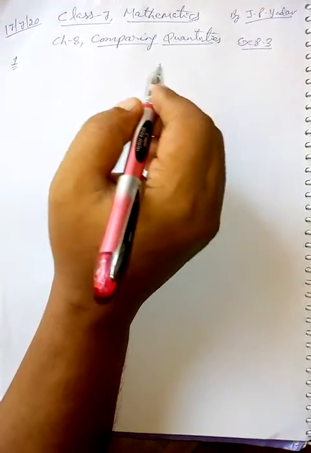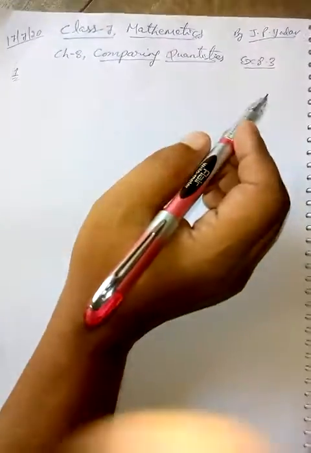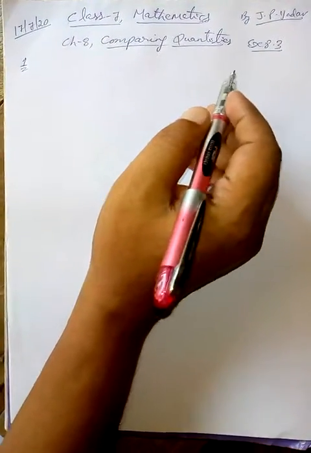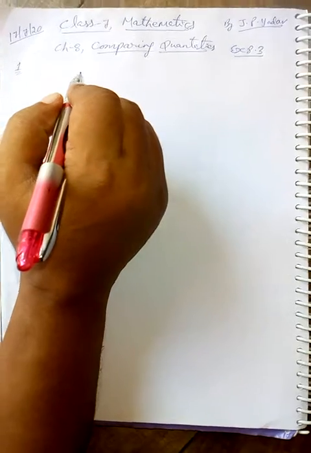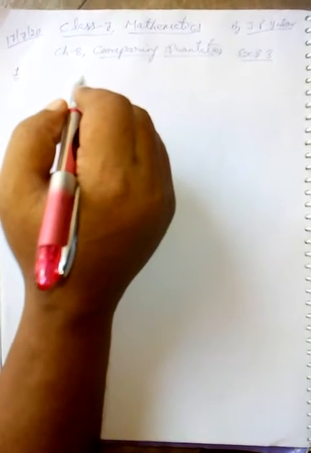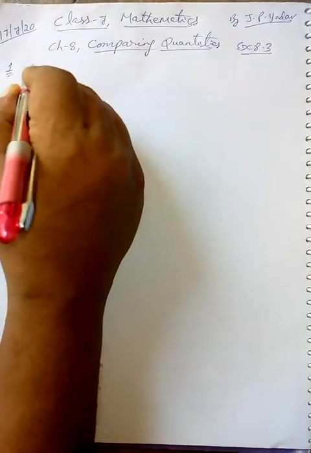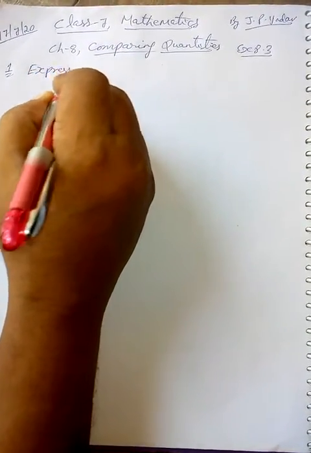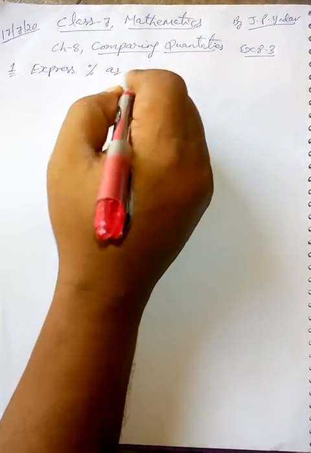Today we are going to start a new exercise of comparing quantities, chapter 8, and that exercise is 8.3. In this exercise we are going to discuss percent, fractions, decimals, etc. So here, express percent as fractions.